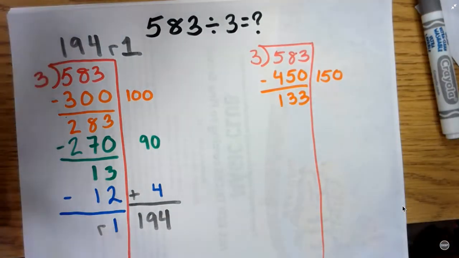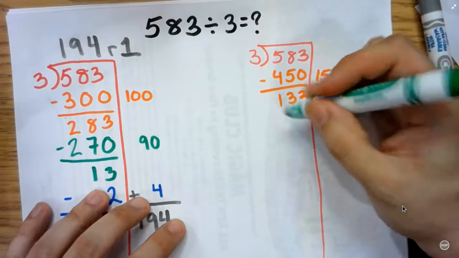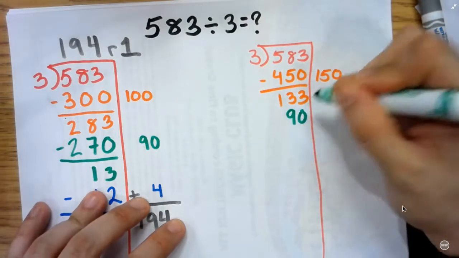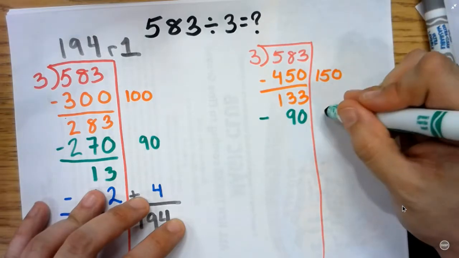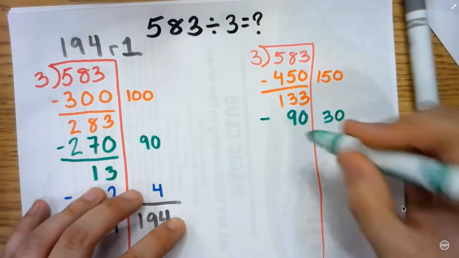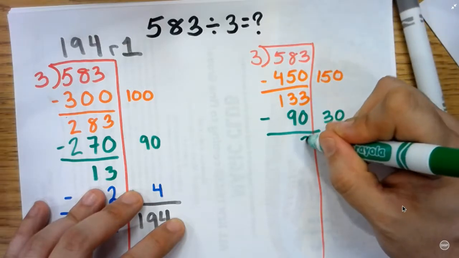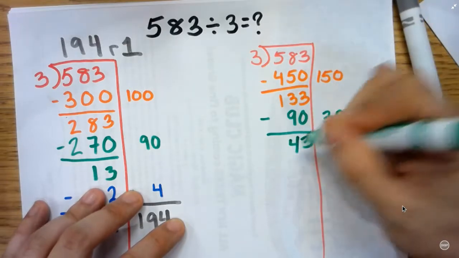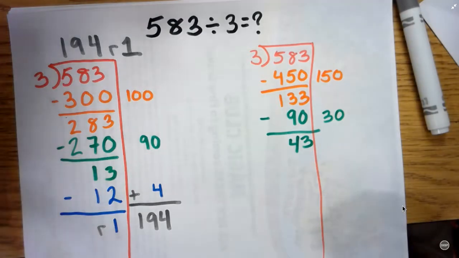So now I'm asking, okay, what else can I take out from here? Well, let's take out 90. There's no right way to do this as long as I'm taking out parts. 3 goes into 90 30 times. And when I subtract, I've got 43 left here. So I'm getting closer here. All right, so now I've got 43.